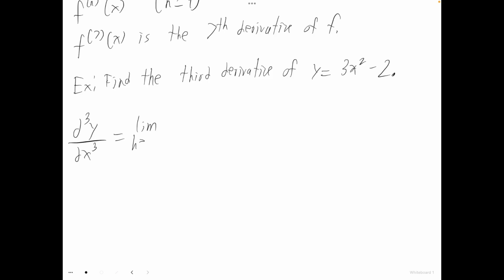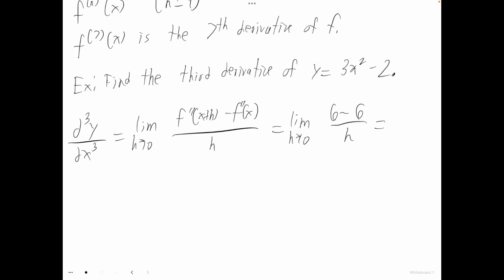it's going to be the limit as h goes to 0 of f double prime of x plus h minus f double prime of x, divided by h, which, plugging in our second derivative, which was the number 6, is 6 minus 6 over h. So we have the limit as h goes to 0 of 0 over h, which is 0. And so the third derivative of this function, 3x squared minus 2, is 0. So f triple prime of x is 0.